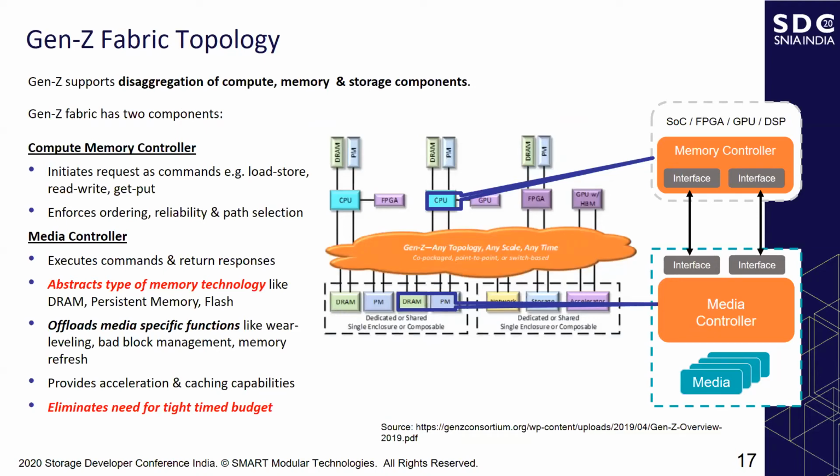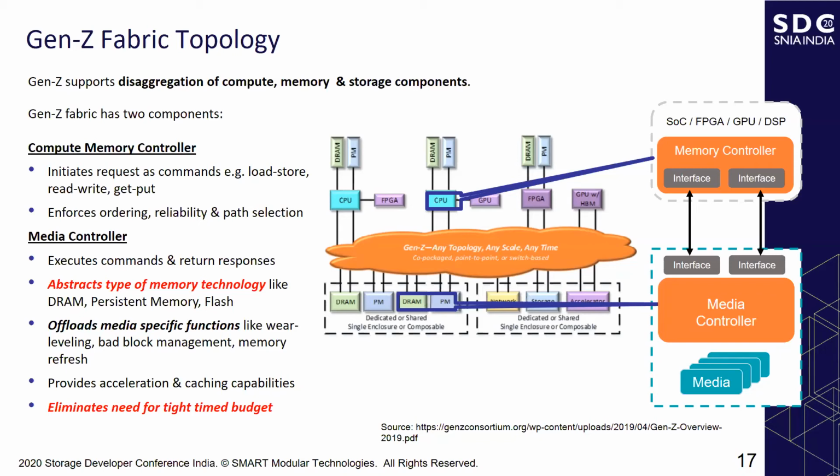These are some of the benefits which I just spoke of about the Gen Z protocol, and it achieves that by dividing the whole system into two parts: the memory controller, which sits inside the CPU or the GPU on the host side, and the media controller, which sits on the memory side, talking directly to the DRAMs, the persistent memory devices, NAND, flash, and the rest of the things. So it abstracts the memory technology, and secondly, it also eliminates the need for a tight timing budget.